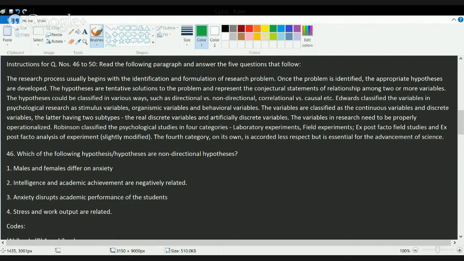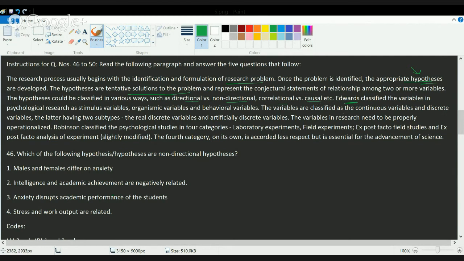Okay, now this whole paragraph is basically based on understanding and solving a research problem. So when you have a research problem, you try to identify the problem and you try to propose a hypothesis. Now, a hypothesis is a tentative solution to a problem. You try to tentatively give a solution to a problem and then see whether the solution that you have propounded is correct or incorrect. Okay, so there can be various types of hypothesis. It can be directional, non-directional, correlational, causal.